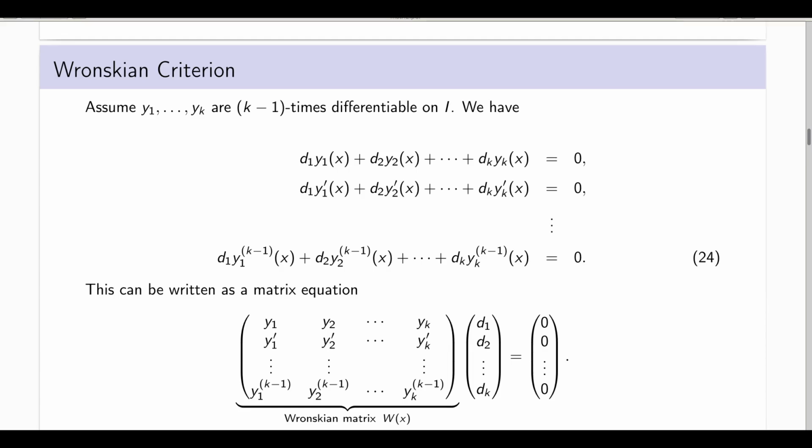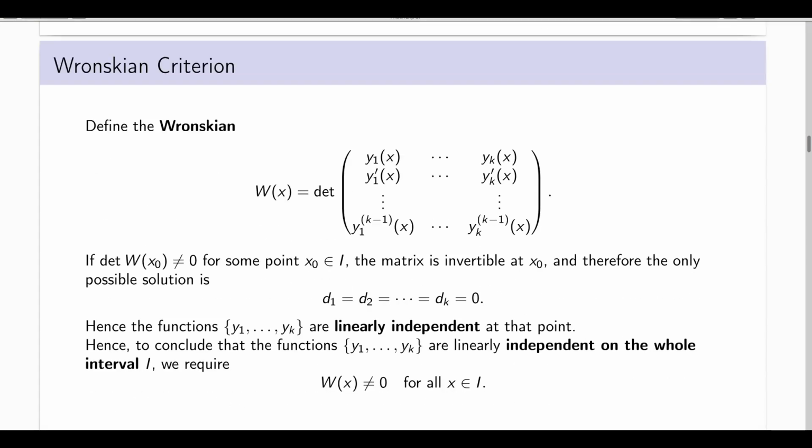This matrix is called the Wronskian matrix, and multiplying it by the column of constants d1 through dk must give the 0 vector. The determinant of that matrix is the Wronskian, written w of x. If this determinant is not equal to 0, at least at one point, say x0, then the matrix is invertible there, and the only possible solution to the system is that all the constants d1 through dk vanish. That means the functions y1 through yk are linearly independent at that point. To guarantee independence throughout the interval, the Wronskian must stay non-zero for every x in the interval I.